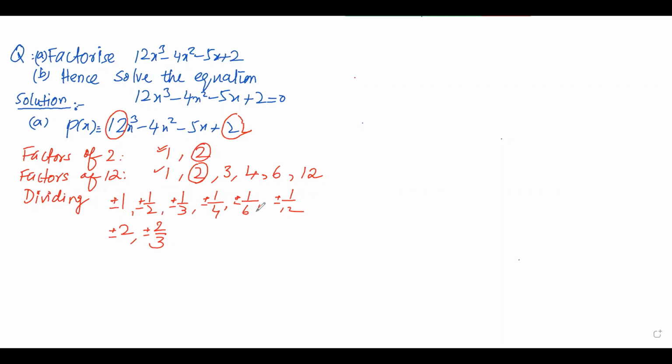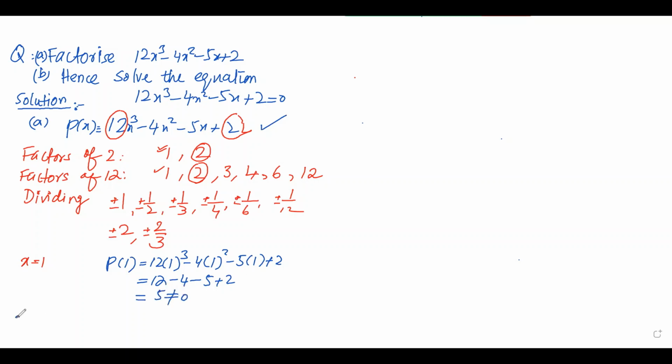So let us start with the integers. The integers are plus 1, minus 1, plus 2, and minus 2. For x equals 1, P(1) is 12 into 1 cubed minus 4 into 1 squared minus 5 into 1 plus 2, which is 12 minus 4 minus 5 plus 2. This answer is 14 minus 9, so it is equal to 5, which is not equal to 0.